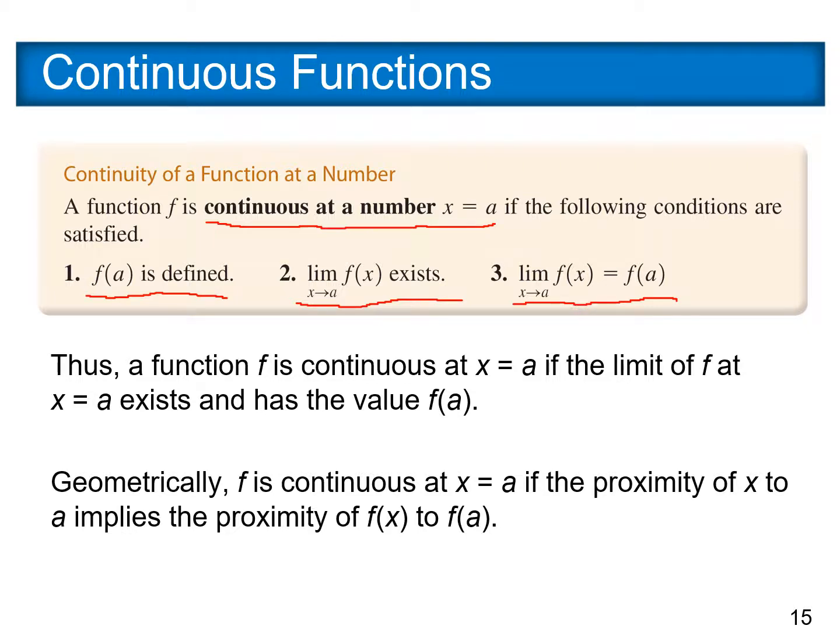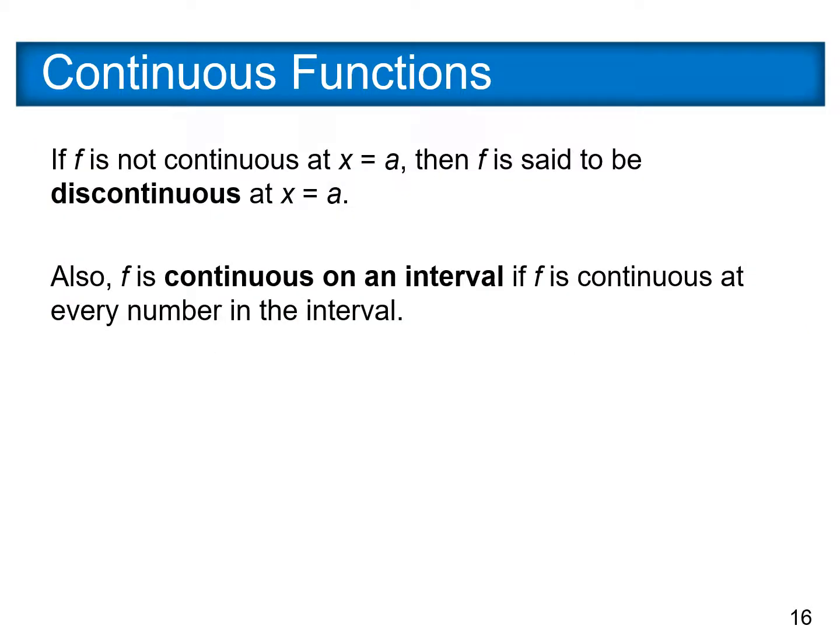Geometrically, in the graph, f will be continuous if at the proximity of the value you want to know, there is indeed approximation between the function and the value itself. In other words, the graph continues as a line rather than having some kind of interruption. If f is not continuous at a point like x equal a, then the function is said to be discontinuous at x equal a.